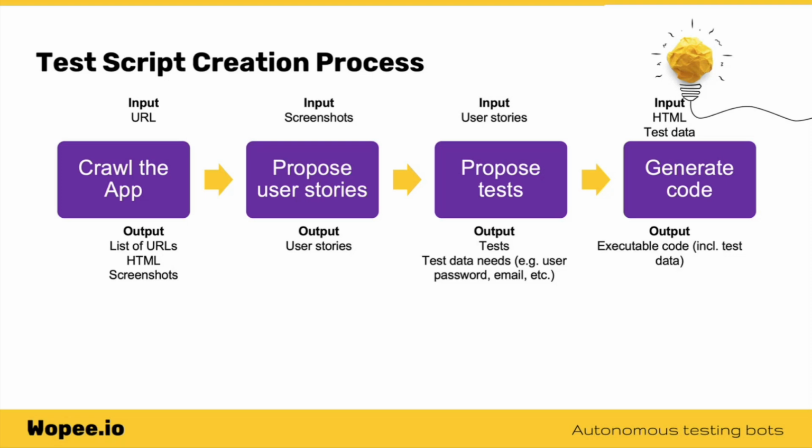So the next type of inspiration, I would say, was that we are building, as I said, at Wopee, autonomous testing bots. You provide just a URL. This is basically the first step, the first box you could see on the chart. And we are able to crawl your app and collect some information about your application. Then we generate some user stories. From these user stories, we generate test cases, and from those, we generate automated code.